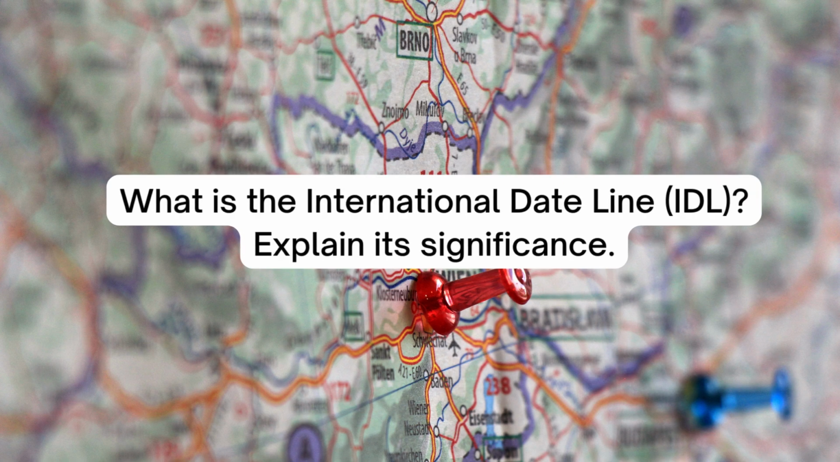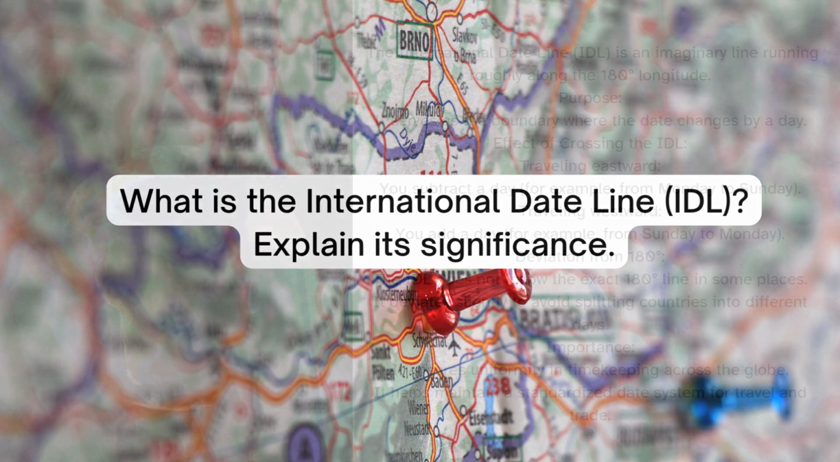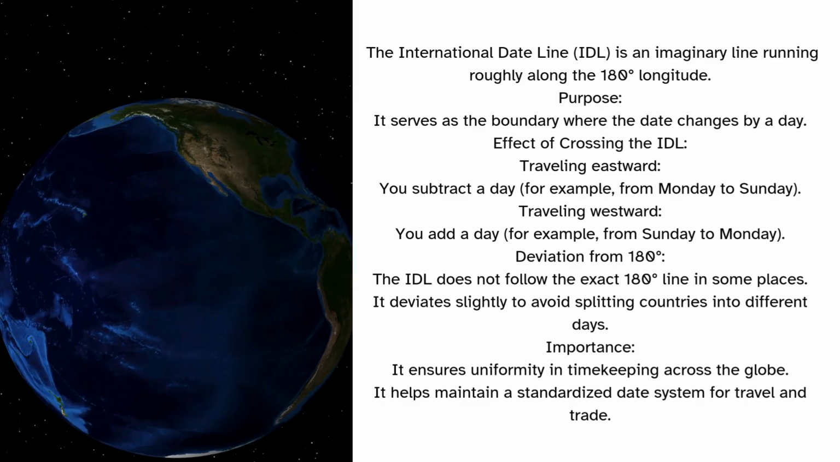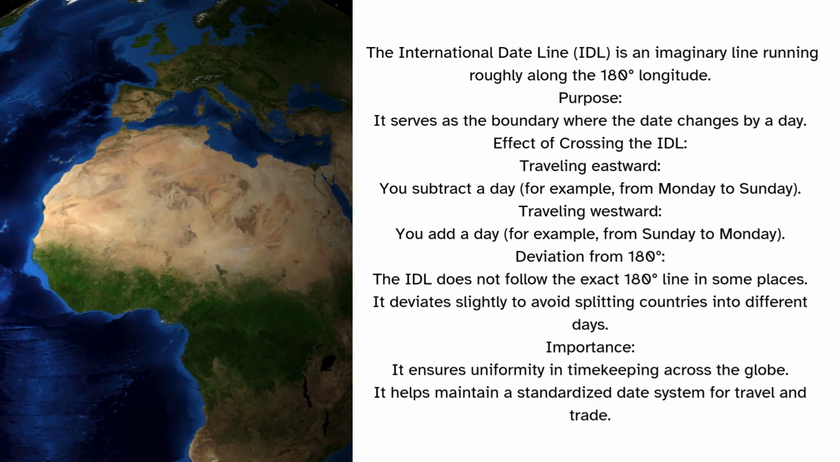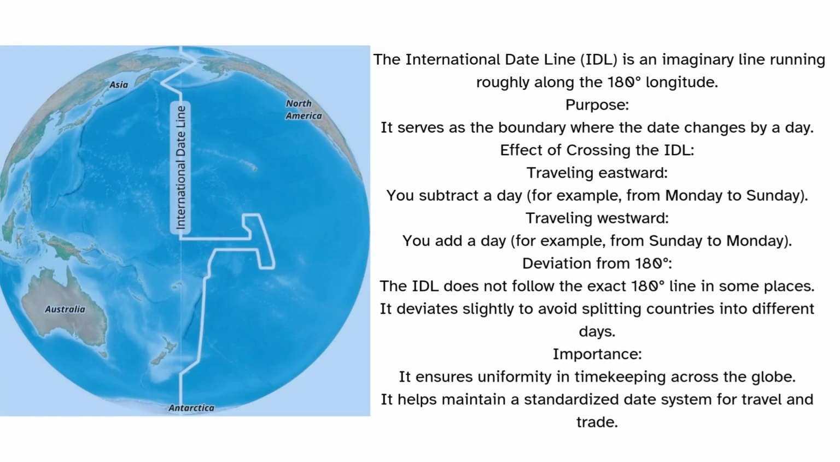Now, what is the International Date Line, or IDL, and what is its importance? The International Date Line is an imaginary line running roughly along the 180 degree longitude. Its purpose is to serve as the boundary where the date changes by a day. When we travel eastward, you subtract, and when we travel westward, you add a day. It doesn't follow the exact 180 degree line in some places. It deviates slightly to avoid splitting countries into different days.